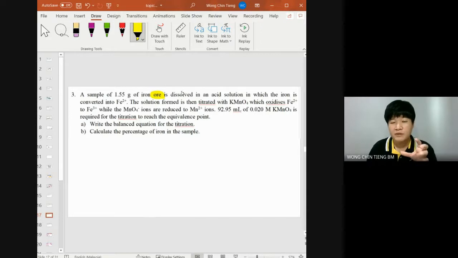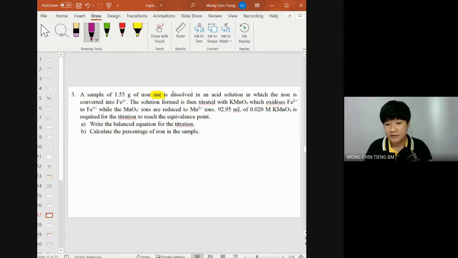Sama juga dengan ore. Ore means, iron ore means the raw iron that you produce. The raw iron yang kamu dapat daripada hasil mineral. So ore means is the raw material. Raw material means you have something else in there except iron. Mungkin ada pasir, mungkin ada batu, mungkin ada metal lain. Adalah benda lain dalam tu. Okay, ada benda lain dalam tu yang bukan semua iron.